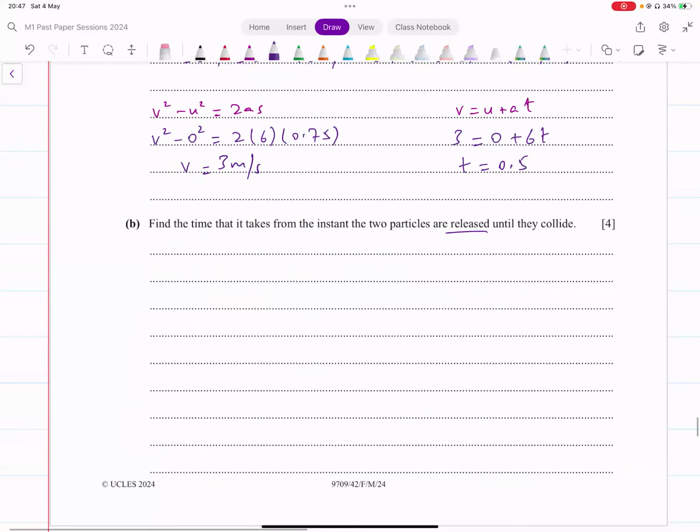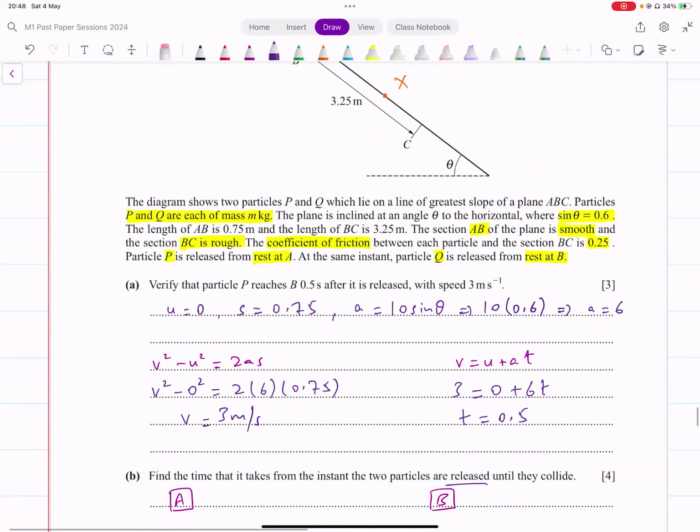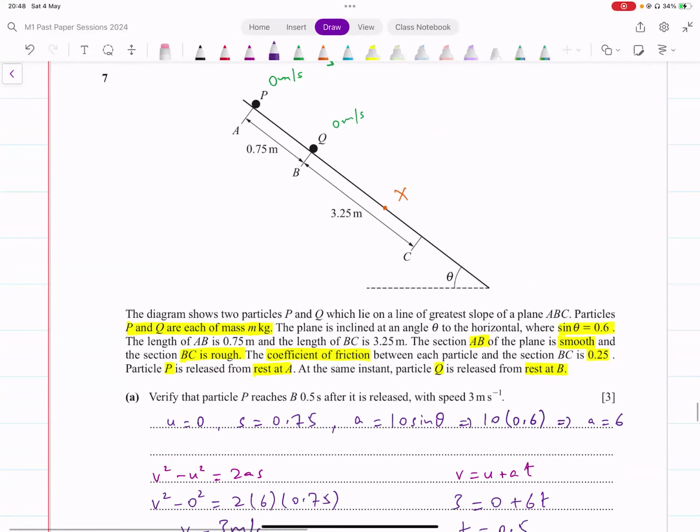Let's think about both the particles one by one. So what do we know about particle A and what do we know about particle B? Both of them start at 0, so their initial velocities are both 0. What about the acceleration of P?